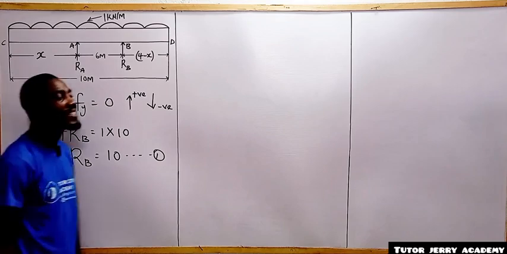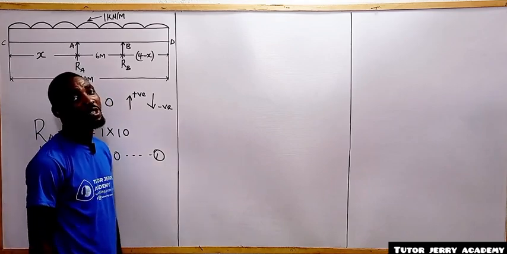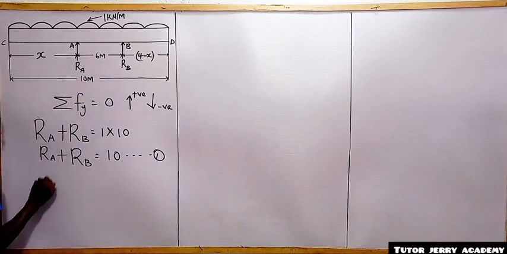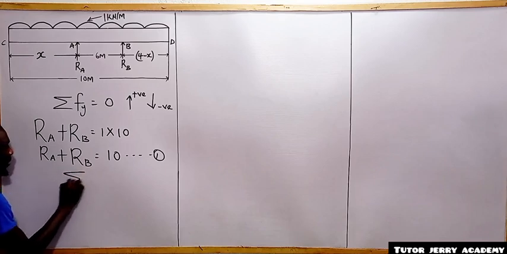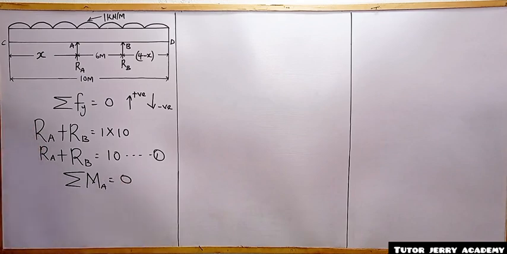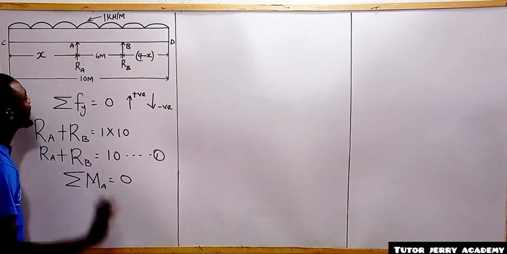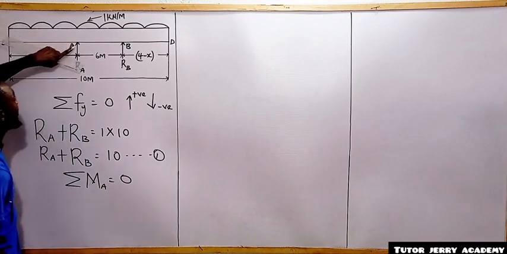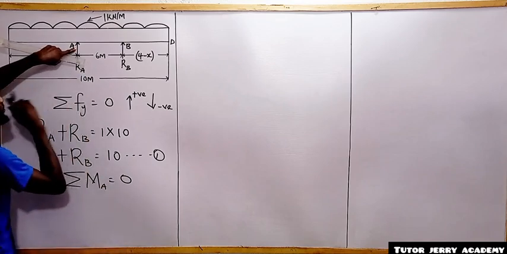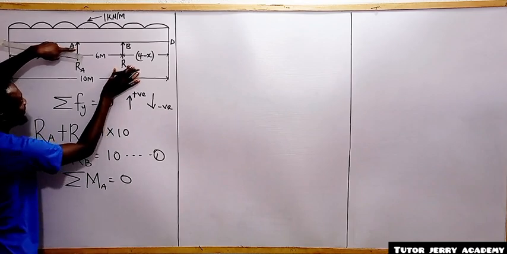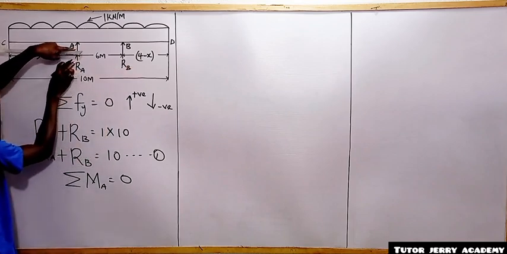All right, so the next thing we are going to do is to take the summation of moment about point A to be equal to 0. All right, so this is my point A, and you are going to take note of this point here carefully. If I want to take the summation of my moment, I'm going to have first RB, right? RB multiplied by what? By 6.